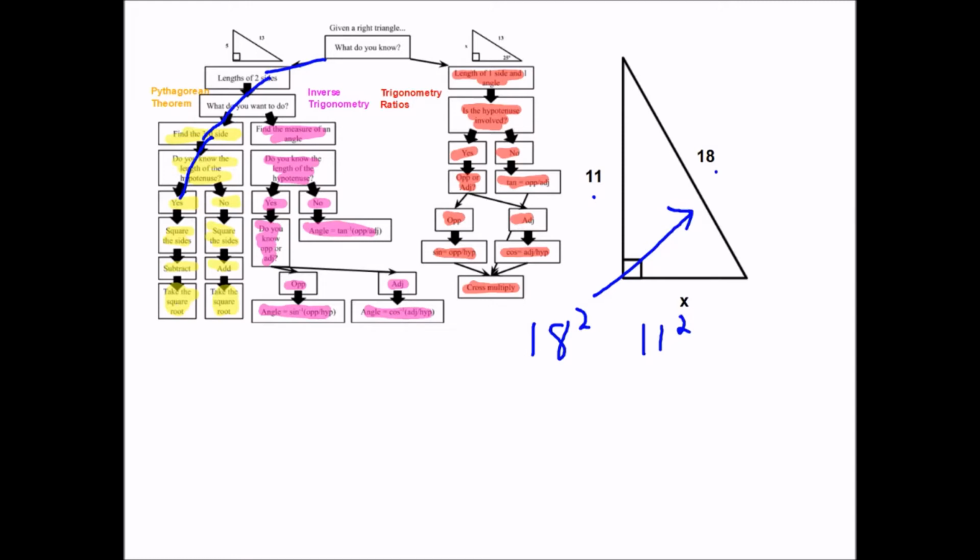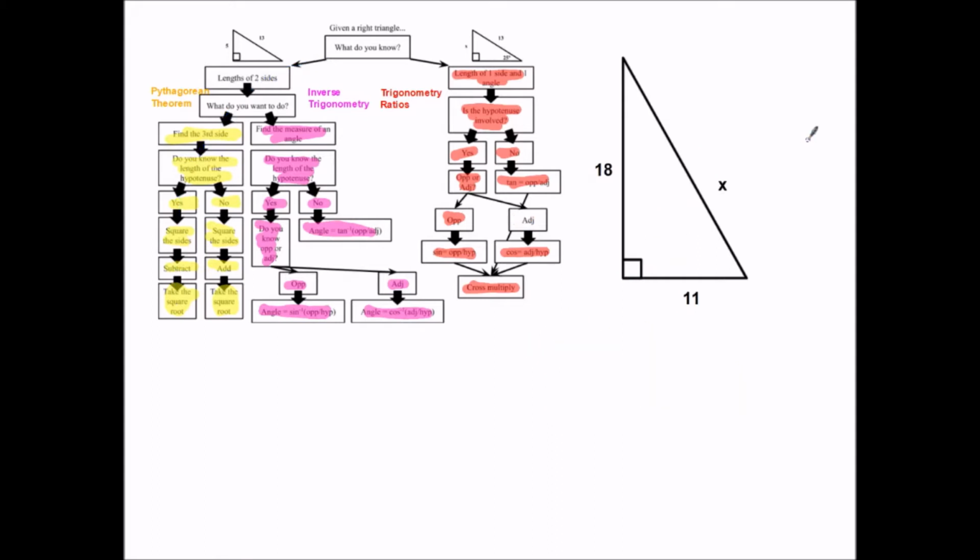then it says subtract. Take 18 squared minus 11 squared, which is 203. Take the square root, and the square root of 203 is about 14.2. Right, so that's the first pathway.